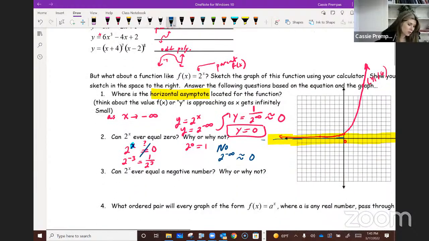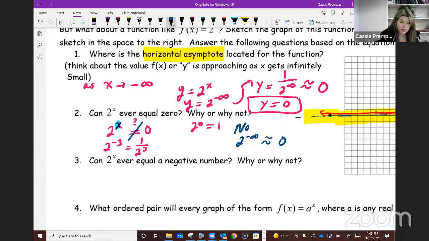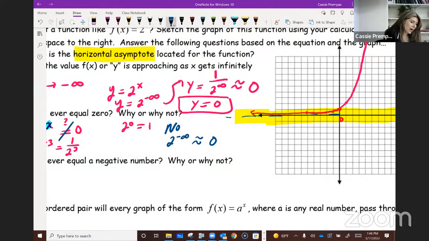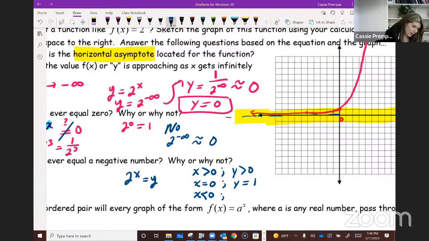Number 3, can 2 to the x ever equal a negative number? Basically, if I have the parent graph, am I going to have anything down here? Obviously, you can see there the answer is no, but let's think about why. Again, if I have 2 to the x, when x is positive, then y is bigger than 0. When x is equal to 0, y is equal to 1. And when x is less than 0, y approaches 0. Y goes towards 0.